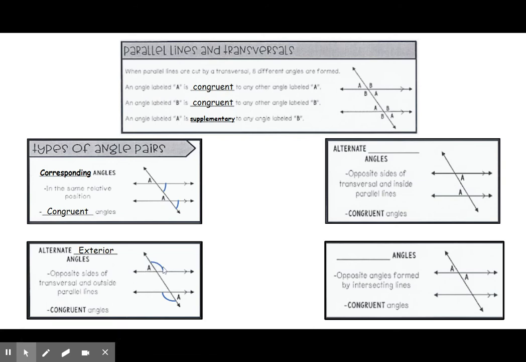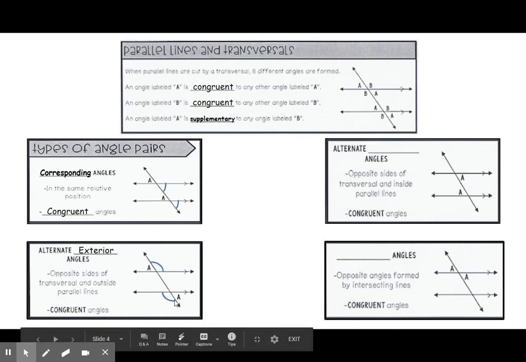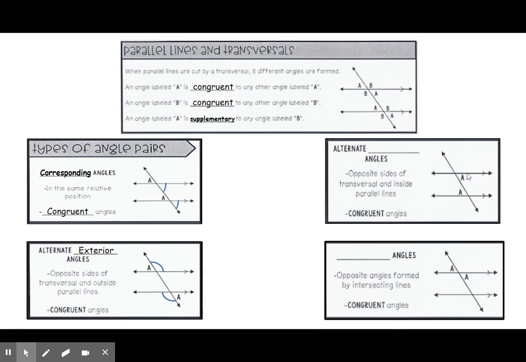And here is another example of two alternate exterior angles. All right, next pair. Here's my parallel lines. Here's my transversal. If I look, I have an A that's below this parallel line and to the right of the transversal. Here I have an A that's above this parallel line and to the left of the transversal. We call those alternate interior angles.